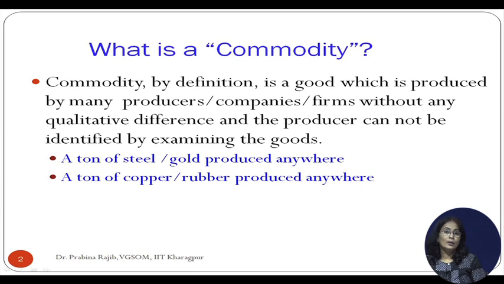Taking that example further, a ton of steel or gold produced anywhere in India or the world can be treated as a commodity, or a ton of copper or rubber produced anywhere in the world can be treated as a commodity.